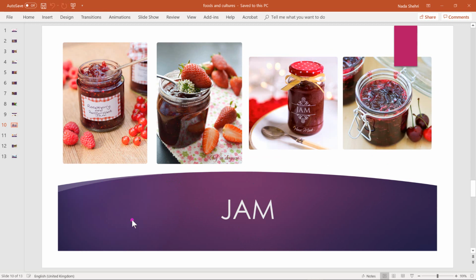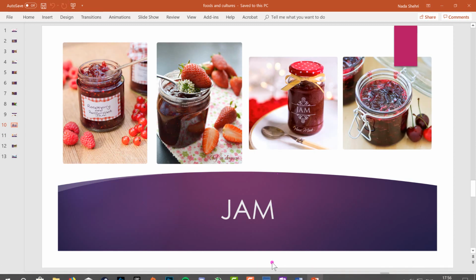Moving to another term, which is jam. Here are different types of jam. Of course, by looking at these pictures, we can understand the meaning of jam. And that's it.